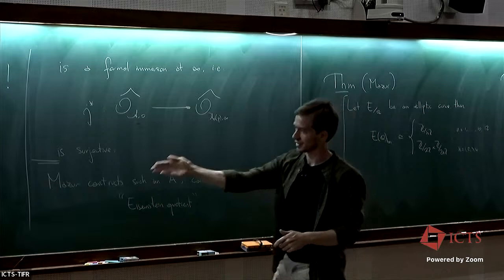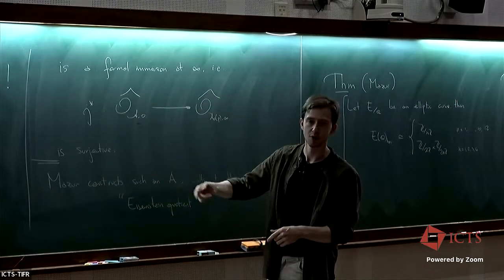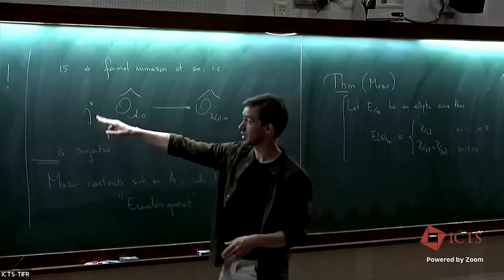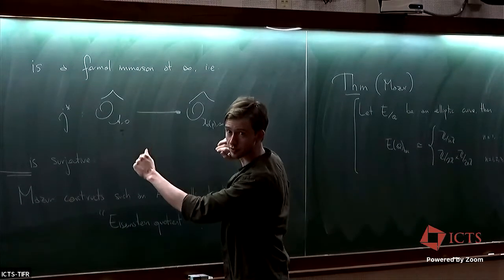In fact, you have such a map, right? It's the Abel-Jacobi map composed with the quotient. So the map J is defined, the map J upper star is defined, and I'm demanding that this is a surjection. That's the definition of the formal immersion.